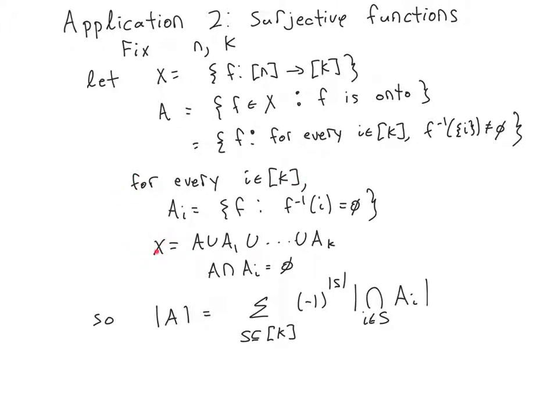We see that every function has to lie in one of these sets. Either it's onto or at least one of these preimages is empty. And moreover, if it's onto, then the preimages can't be empty, so the intersection of the set we're interested in with one of these forbidden sets is the empty set. And so by the principle of inclusion exclusion, the number of surjective functions is given by this summation. Notice here that the summation is over all subsets of the codomain. And so we are done if we can figure out a nice formula for the intersection, which I will do on the next slide.